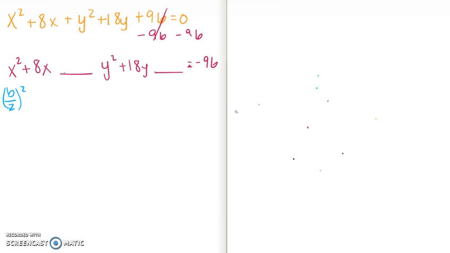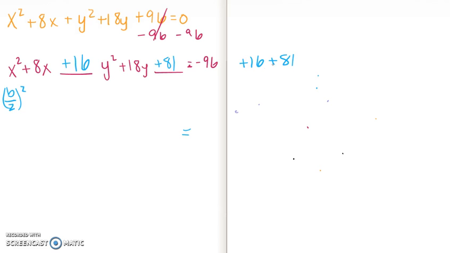Okay, 8 over 2 squared would be a positive 16. Whatever I do to one side, I do what? To the other side. Nice. Okay, next one. What am I going to put on the other side? Someone new. Noah. 81. Nice. Half of 18 is 9. 9 squared is 81. Add to the other side. Excellent.